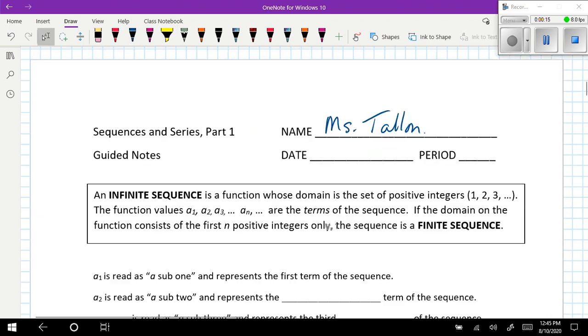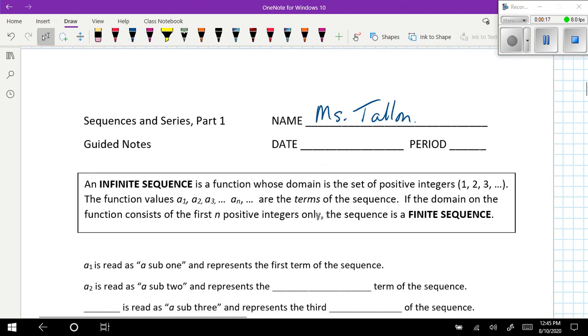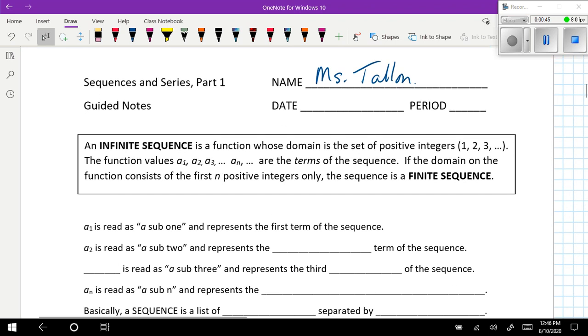Okay, as we move on to the guided notes, an infinite sequence is a function whose domain is a set of positive integers, 1, 2, 3, and so on. The function values a sub 1, a sub 2, a sub 3, up to a sub n and so on, are the terms of the sequence. If the domain of the function consists of the first n positive integers only, the sequence is a finite sequence. So let's decipher what this is actually saying here.